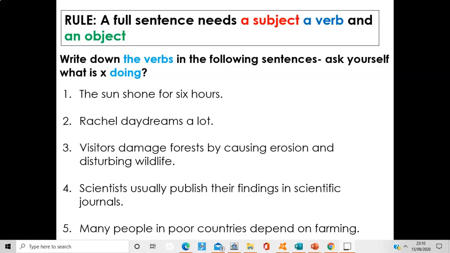So number one, the sun shone for 6 hours. So what's the sun doing? What's the subject doing? That's going to help us identify the verb. Number two, Rachel daydreams a lot. So what's Rachel doing? What's the verb in number two?